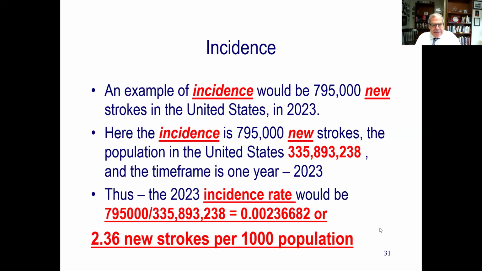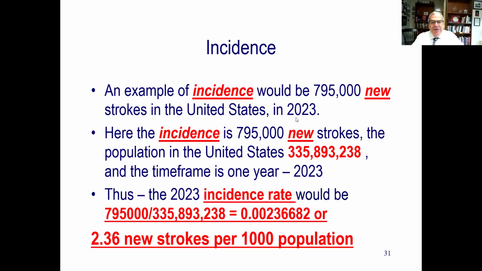So we'll do a little bit more. Forgive me for always doing stroke, but just a little bit more. If I looked at an example of incidence, in this case, it would be 795,000 new cases of stroke each year. So people that had not had a stroke have a stroke.